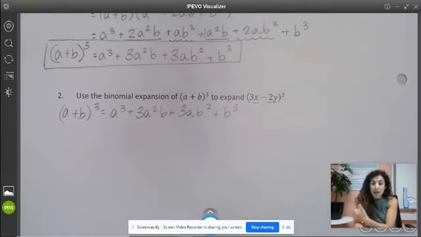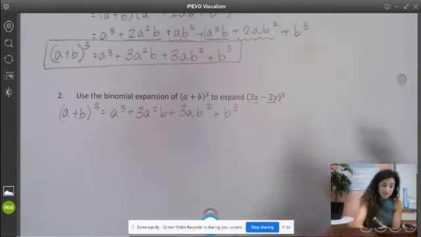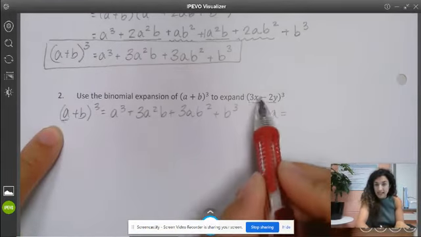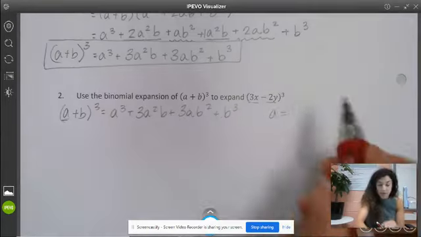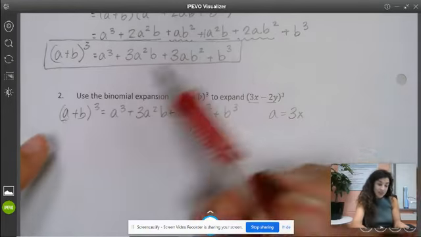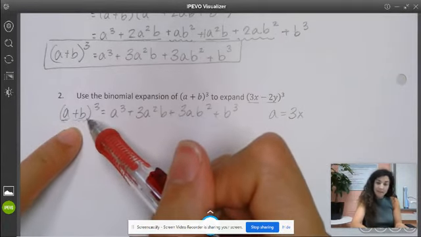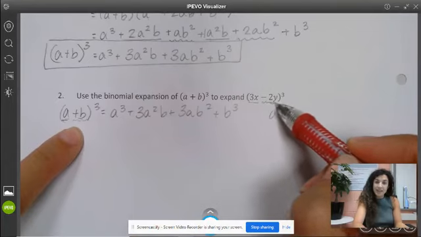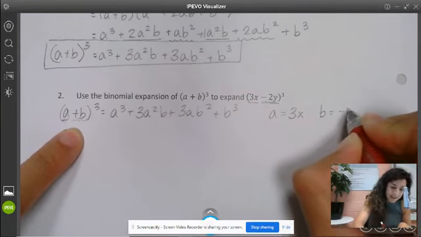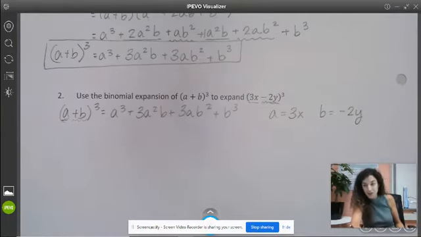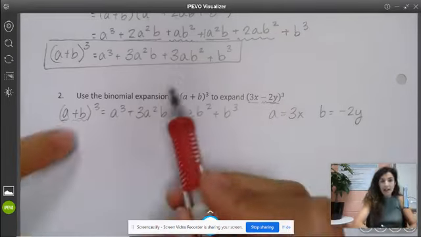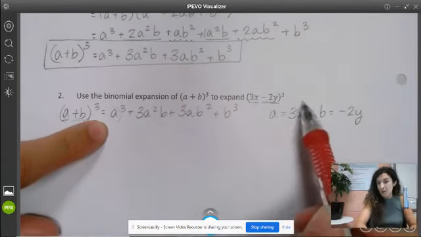And the key here is that we need to know what is a and what is b. A, in this case, is the first term in the binomial. And since 3x is the whole first term of the binomial, we know that a is 3x. The next one is a little bit tricky because it says plus b, but this guy is negative 2y, which means that b is going to be negative 2y. Tricky.